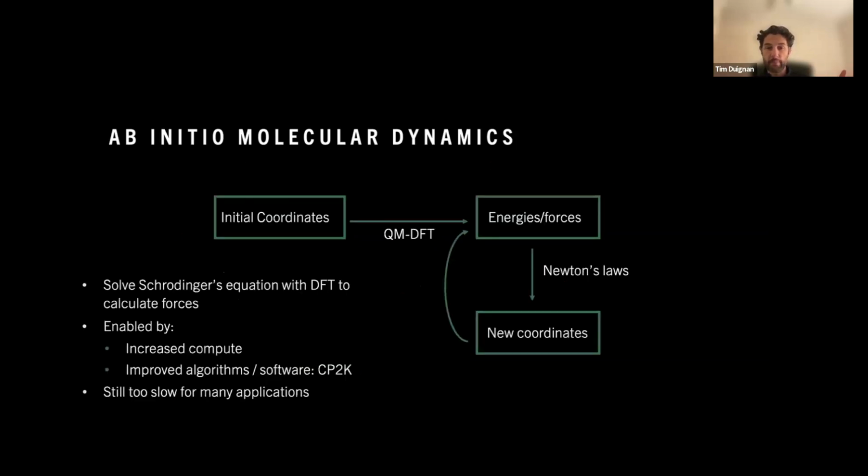Which was very cool. And so the basic idea is that it's a molecular dynamics simulation, so it works the same way as classical molecular dynamics, which you're probably more familiar with. But you take your initial coordinates, and then rather than using a classical force field, you use quantum mechanics or density functional theory to estimate the energies and forces, right? So DFT is an approximate means of solving Schrodinger's equation, and that calculates your energies and forces.